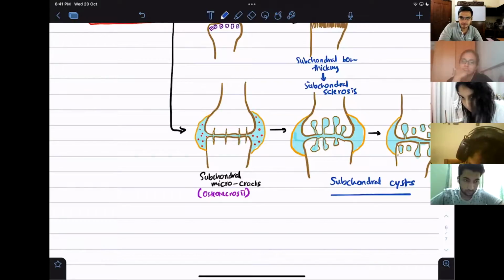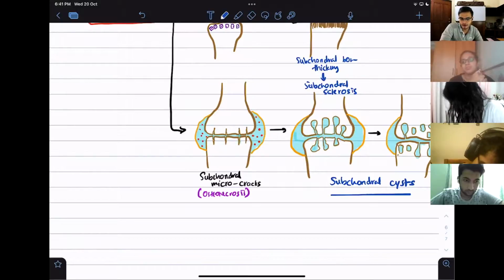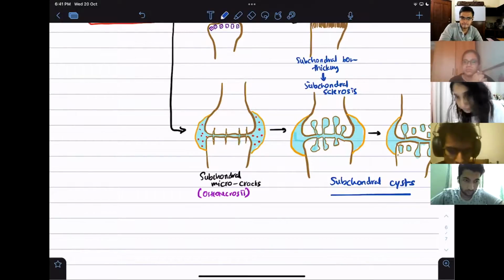Now we've discussed a few of the major pathologic changes. We saw loss of joint space, we saw thinning of cartilage, loss of cartilage, fissuring and fibrillation of cartilage, all of those. All of these changes. Clear?